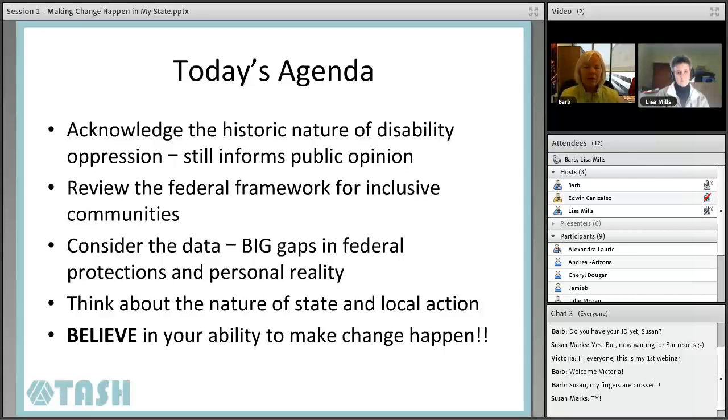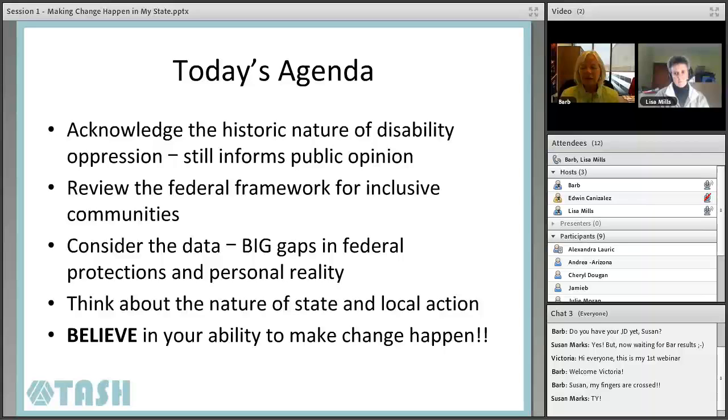We also want to cover the federal framework for inclusive communities, which is rather robust, and we'll go over that. We'll look at the data that exists and where you can find that data so you can understand where the gaps are in your state.